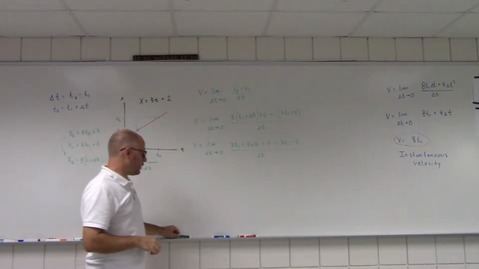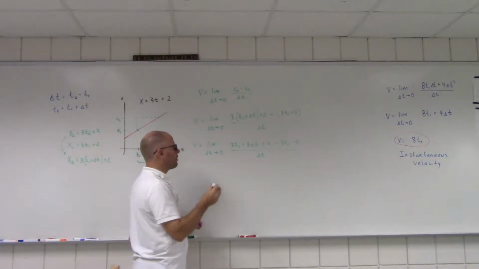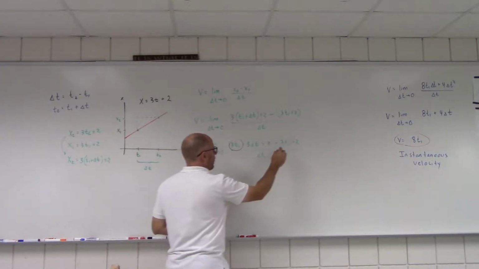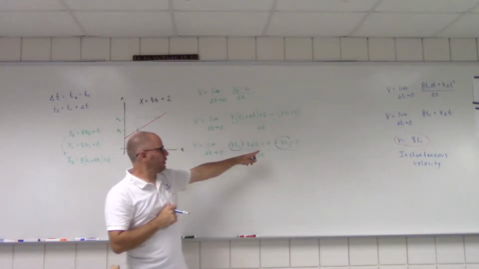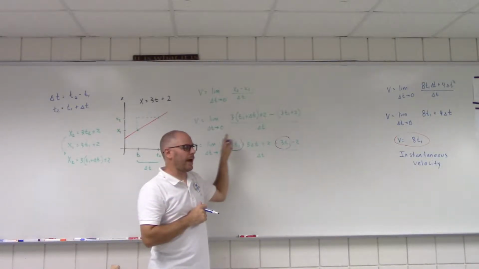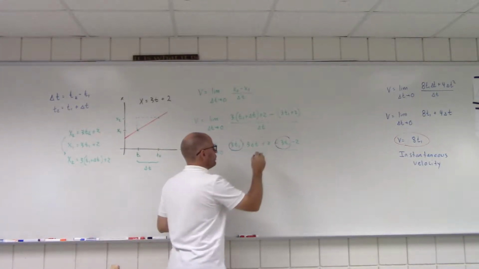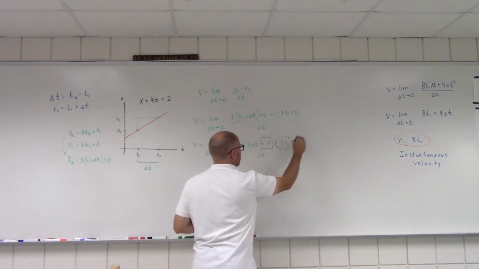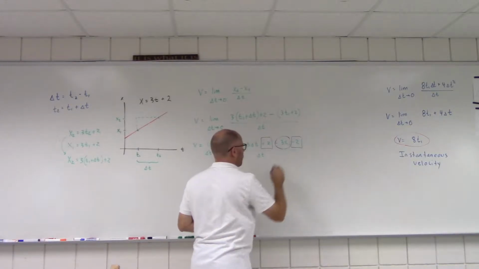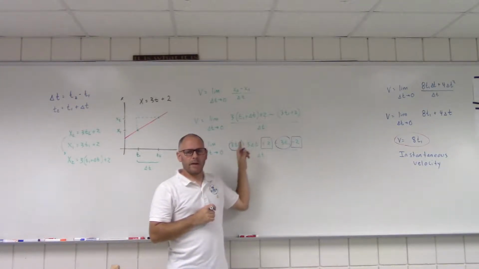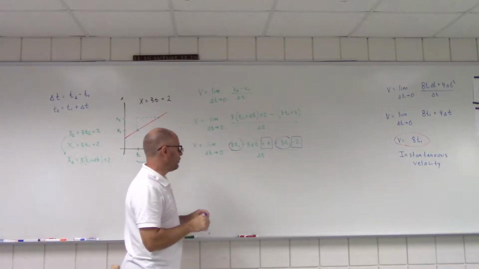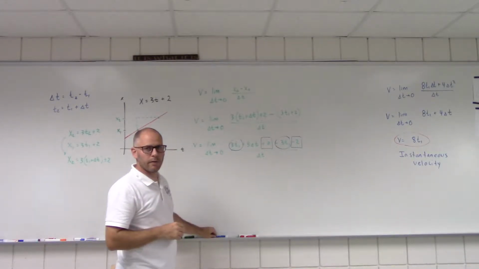So when I look at this, one of the things I'm noticing is this is 3t1, this is negative 3t1. If I add those two together, they equal 0. This is plus 2, this is negative 2. If I add those together, they also equal 0. So this actually turns out to be very simple.